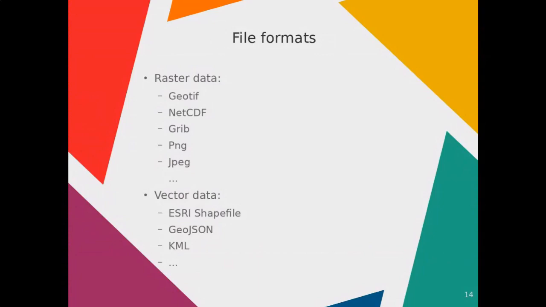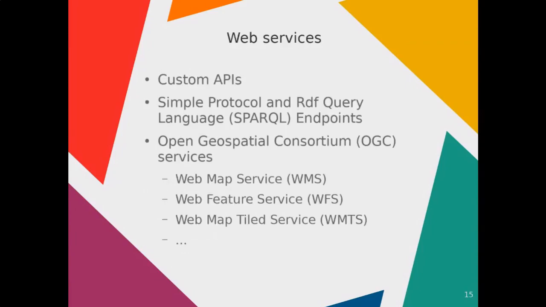Then file formats. Basically, the tools that we use work with most popular data formats. If we take raster data, these are GeoTIFF, NetCDF, GRIB, PNG, JPEG. If we take vector data, it's typically a shapefile, which is a product of Esri, then GeoJSON, KML, to name a few. Typically, this data is served by different data providers sometimes as, for example, FTP storage, where you can download the file itself.